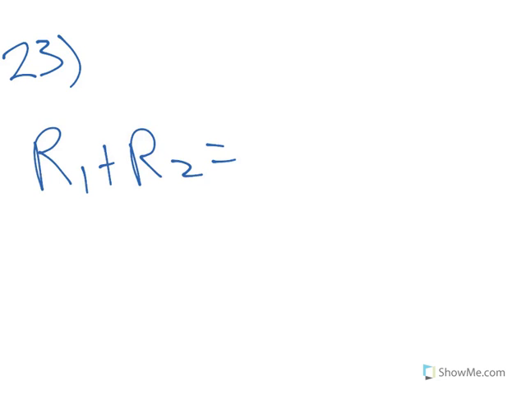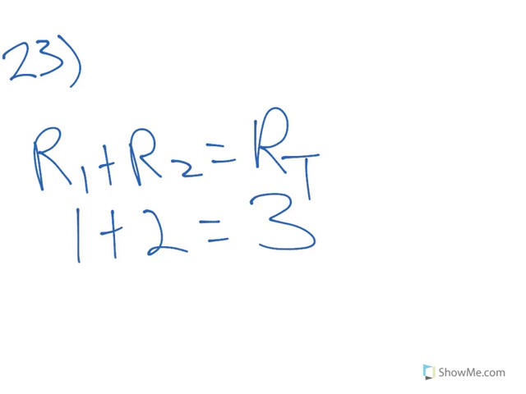23. What is the total resistance of that circuit? The answer is, since it's in series, it's R1 plus R2 equals R total, so that should be 1 plus 2 equals 3. So the answer should be 3 ohms, which would be C.